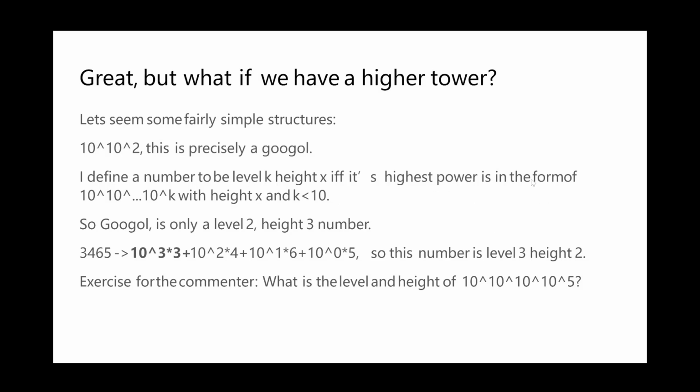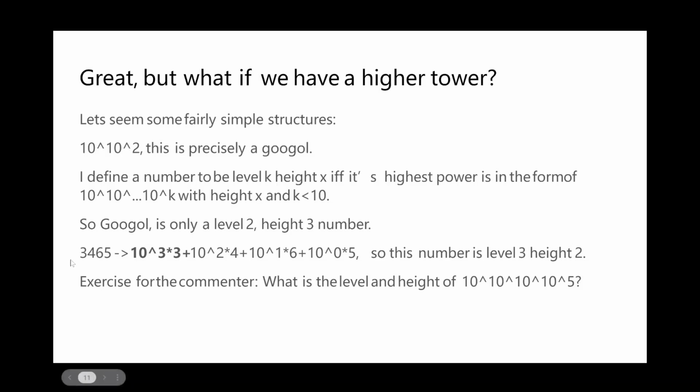And I here define a number to be level k, height x if and only if its highest power is in the form of 10 to the 10 to the 10 to the k with height x and k less than 10. Right, so a googol is a level 2, height 3 number, right?